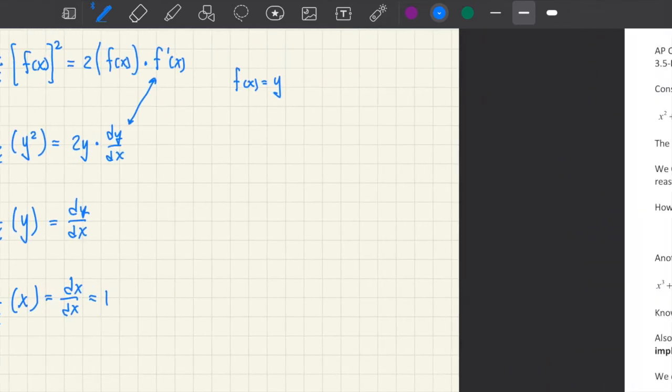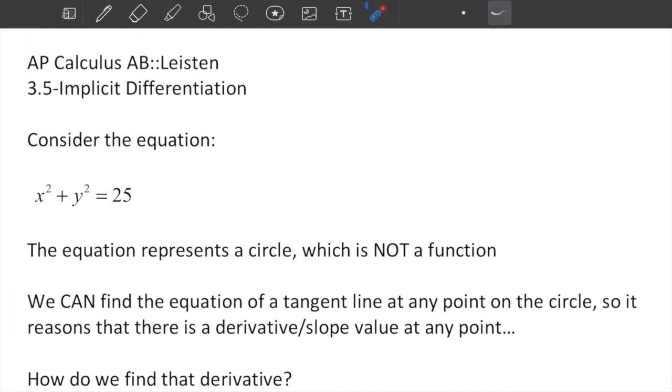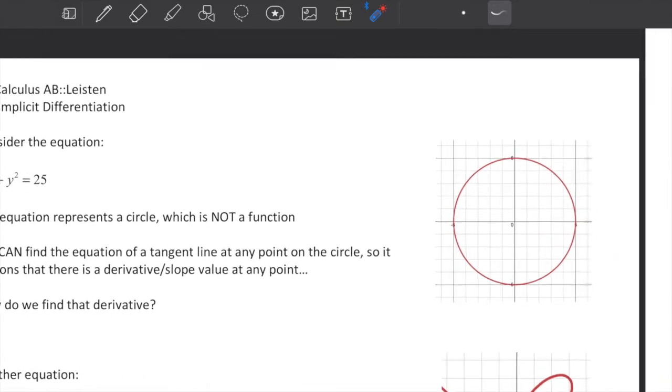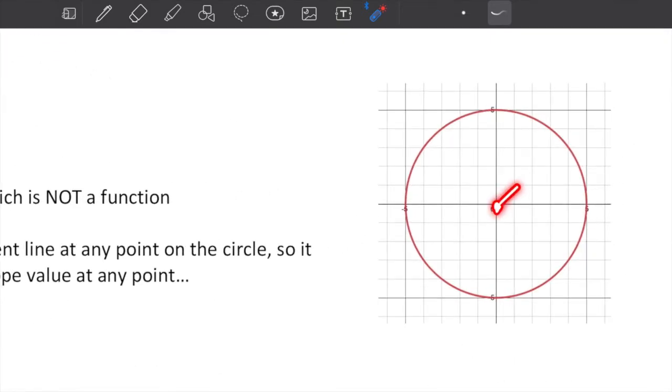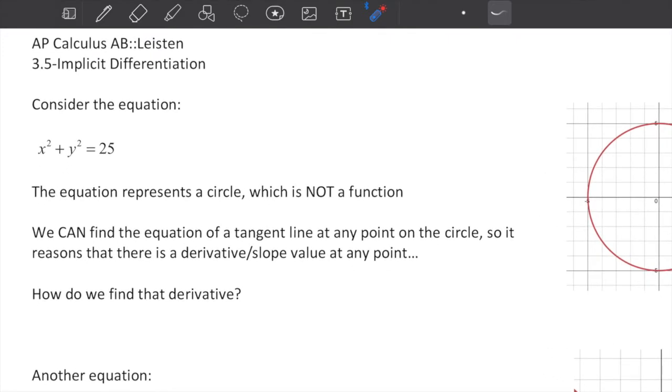So we're going to take this and apply this in a sense of what we call implicit differentiation. Let's consider this equation, x squared plus y squared equals 25. That is the equation of a circle centered at 0, 0 with radius 5. At any point on that circle, we can find the equation of the tangent line, or rather, the tangent line exists through any point on the circumference of that circle. But can we find the slope at that point? Well, taking x squared plus y squared equals 25, we cannot solve it for just y. It's not a function. But we can still find the equation of a tangent line at any point of the circle. So there has to be some derivative or slope at any point.